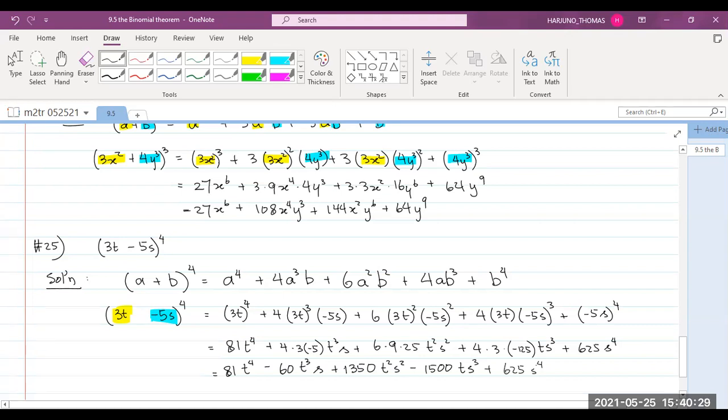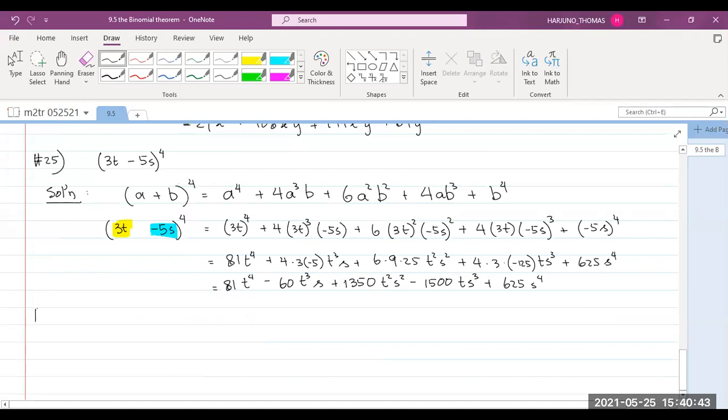Of course, you can always go large, but when the n is a lot larger, then it may not be efficient to use Pascal triangle anymore. Now, let me do one more, number 27. Number 27 from our textbook is (1/3 x plus y squared) to the power of 5.